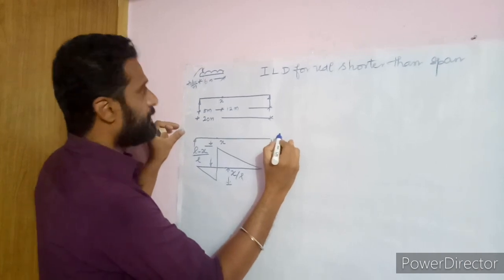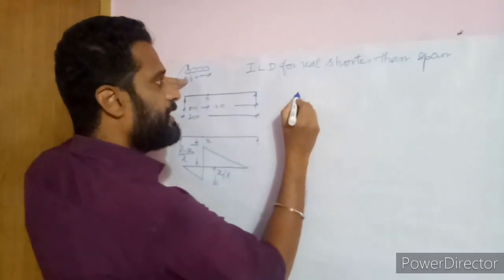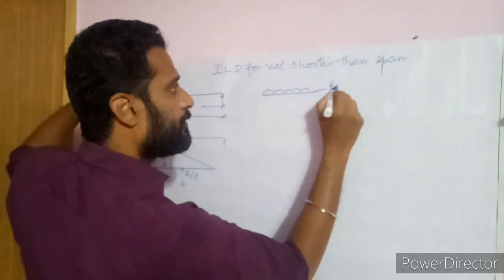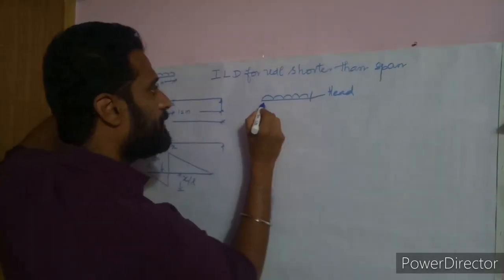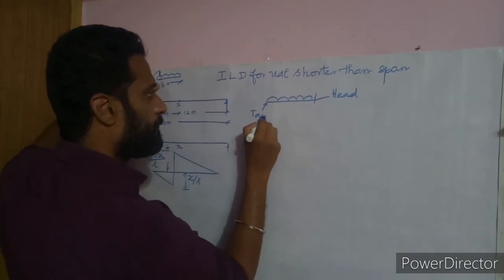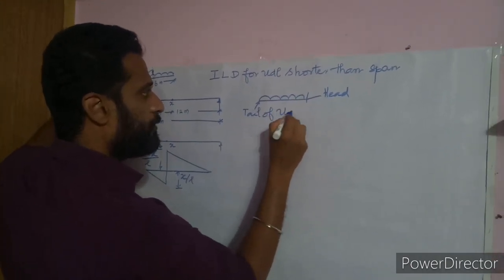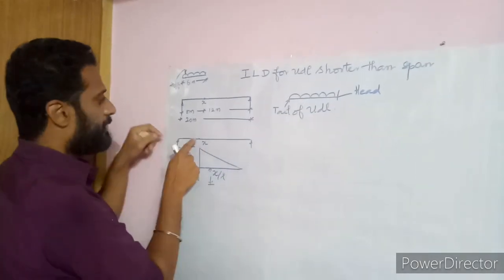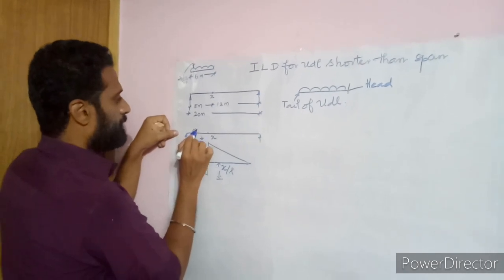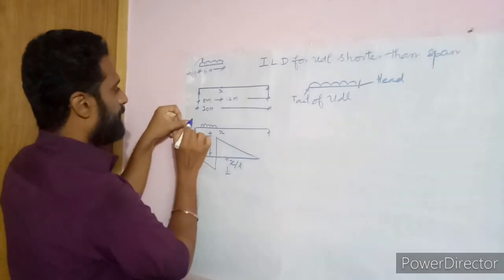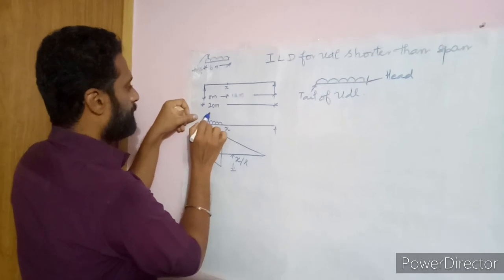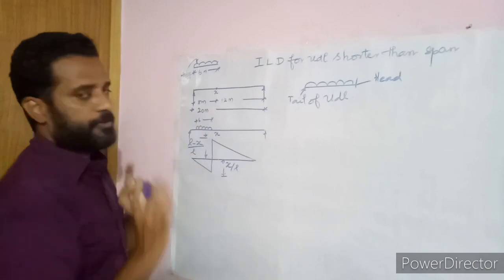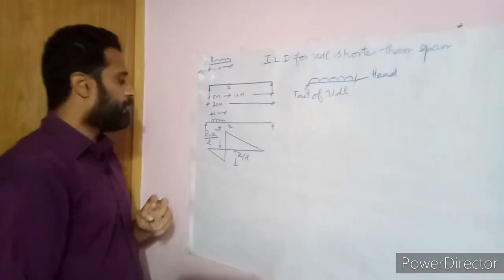So let it be the first case. Since it is a UDL, you need to designate the UDL. So this is the UDL. This point is called the head of the UDL and this point is called the tail of the UDL. So the first condition, keeping the head point at X, so that I can plot like this. See, this is 8 meters, so this is 6 meters. So I am keeping the head at X point. So that is the condition.